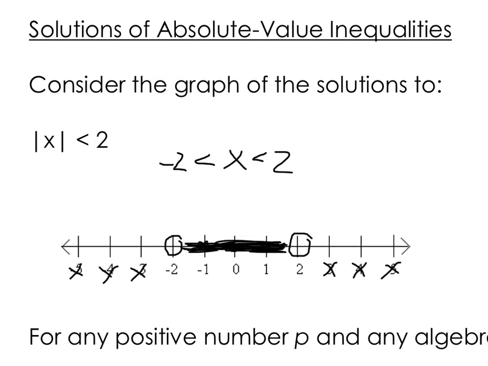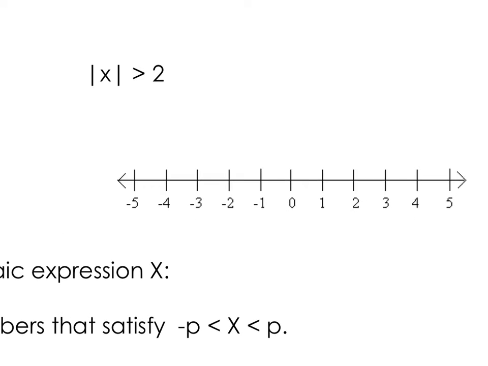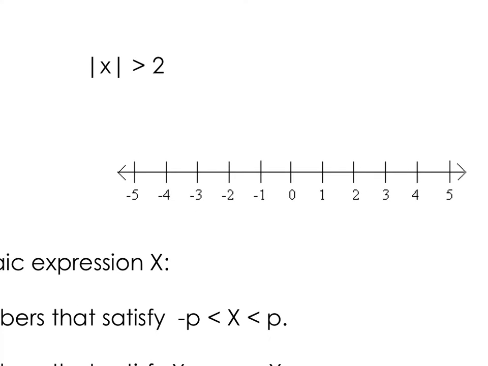So what about this problem? The absolute value of x is greater than 2. Let's do the same thing. Let's find the values that work. What about -5? The absolute value of -5 is 5. That is greater than 2. That works. -4. That works. -3. What about -2? The absolute value of -2 is 2. That's not greater than 2, but it's close.